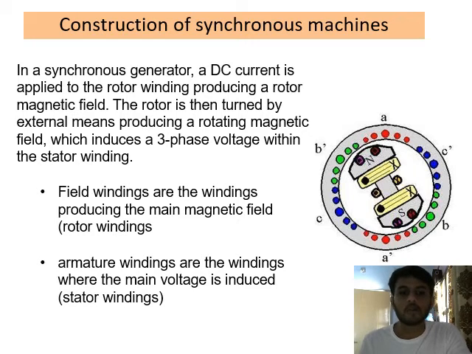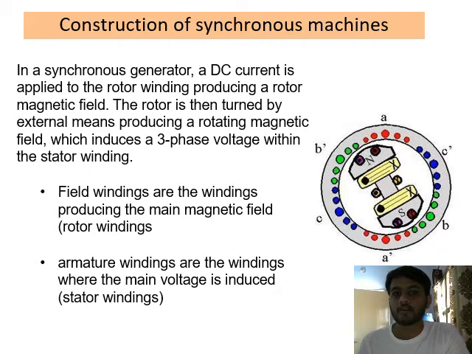Okay. So in a synchronous generator, a DC current is applied to the rotor winding, which produces a rotor magnetic field. Okay, so this is one of the main differences between the synchronous generator and a three-phase induction motor or three-phase induction generator. Here we need DC current to excite the rotor winding. By exciting this rotor winding, the rotor produces a rotor magnetic flux.